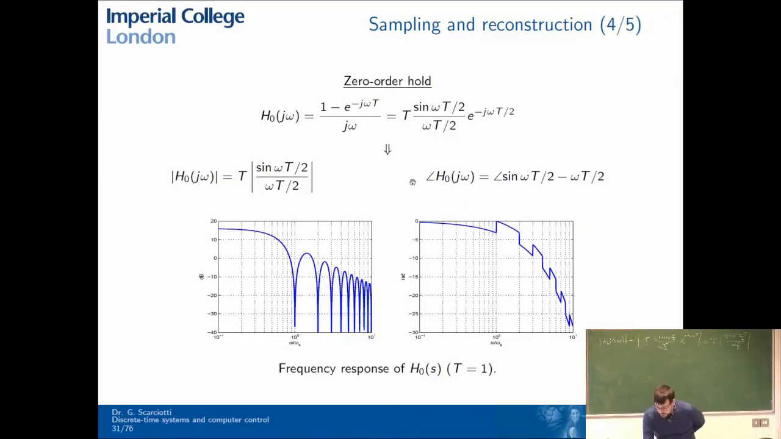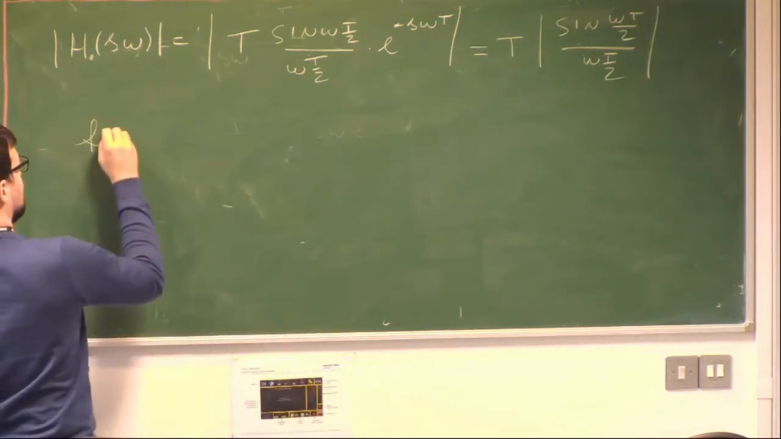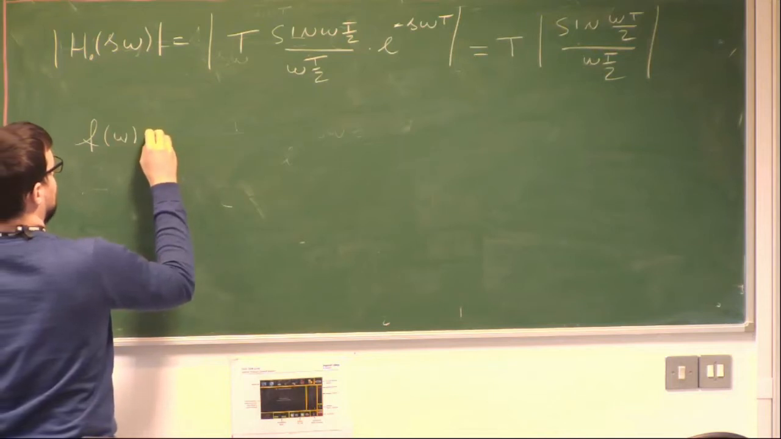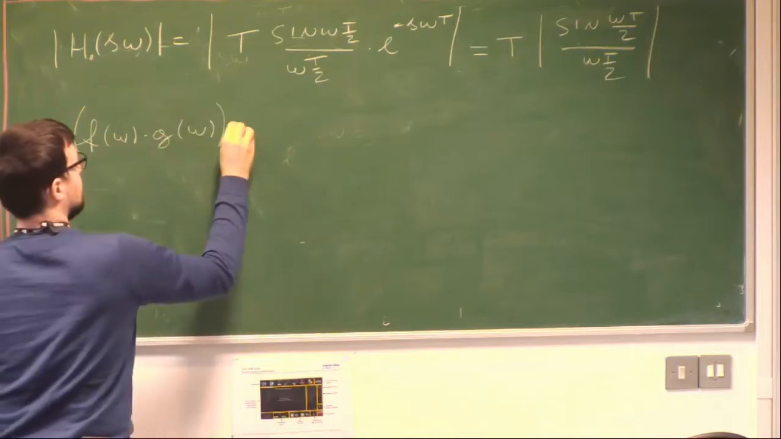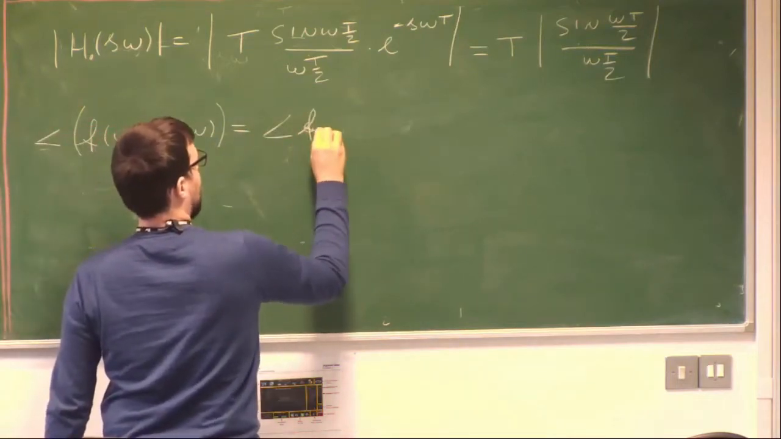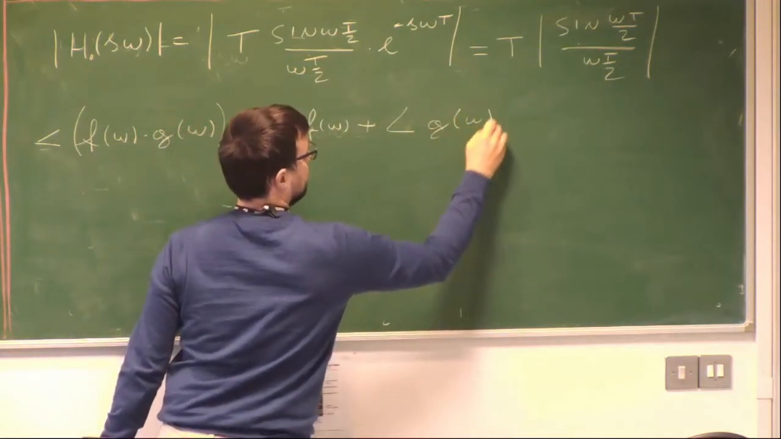The second part is to compute the phase of H0 of j omega. To do so, we remember that when we compute the phase of the product of functions, it becomes the sum of the phases. So we are using the property that if we have a function f of omega times g of omega, and we want to compute the phase of this, it is actually equal to the phase of f of omega plus the phase of g of omega, okay?